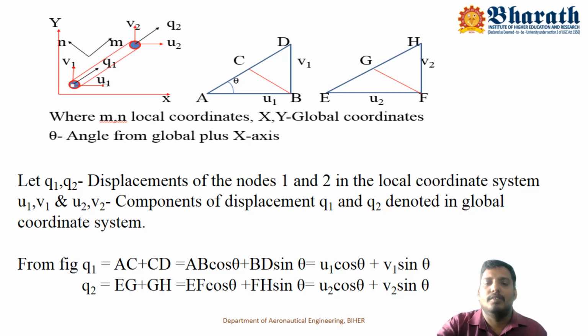Similarly, in figure 2, if we consider the triangle GEF, we can write Q2 is equal to EG plus GH, where EG can be referenced as EF cos theta plus FX sin theta, where EF can be written as U2 cos theta plus V2 sin theta. Then Q1, Q2 are the axial displacements with respect to the local coordinate system. And U1, V1, U2, V2 are the displacements with respect to the global coordinate axis system. Now I have derived the relation between the local coordinate axis system as well as the global coordinate axis system.